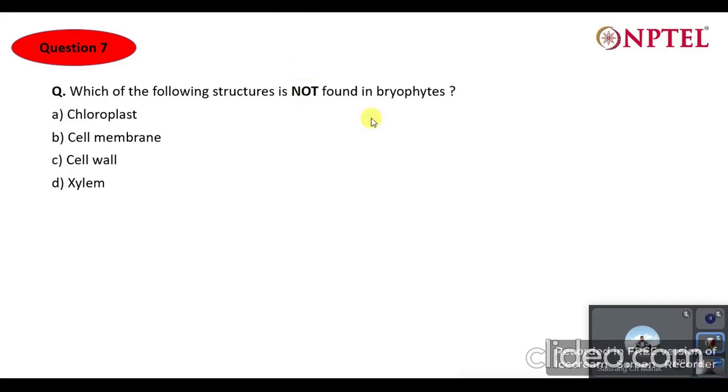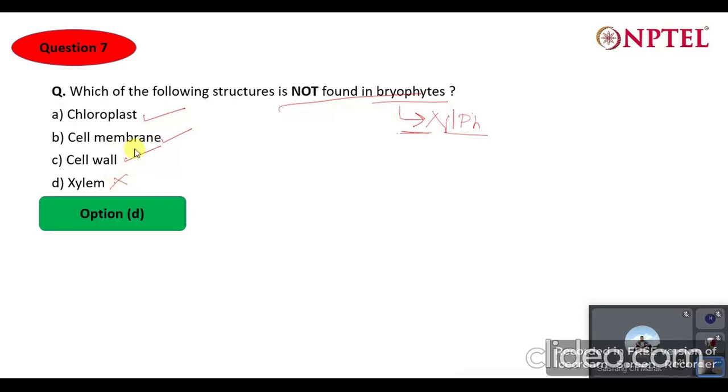Which of the following structures is not found in bryophytes? Bryophytes are the ones that don't have vascular elements. The vascular elements involve both the xylem and the phloem. Hence, the chloroplast will be there, cell membrane will be there, cell wall will be there, but xylem will not be there. So the answer will be D.